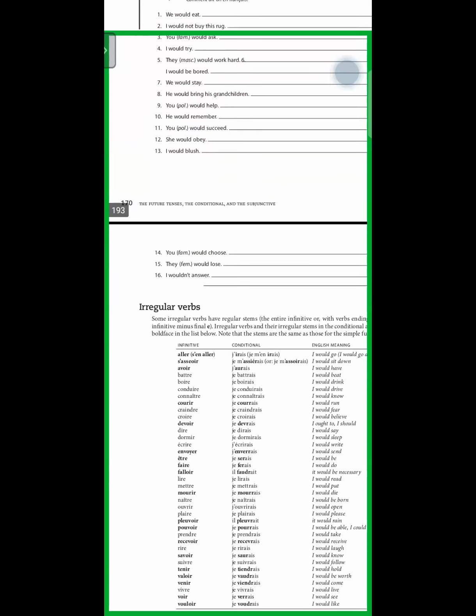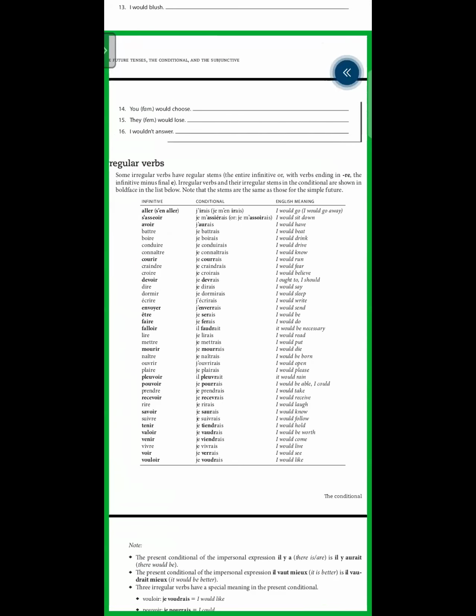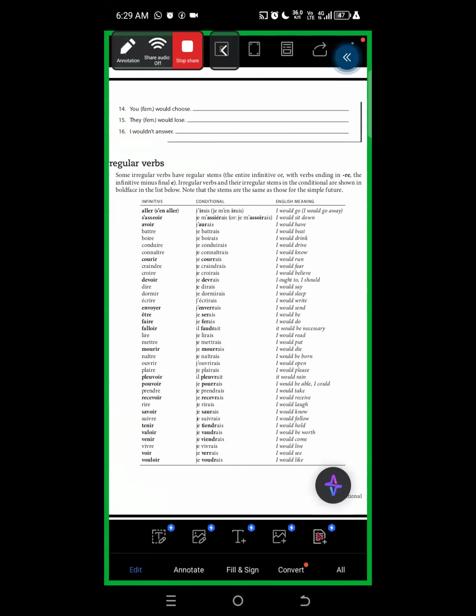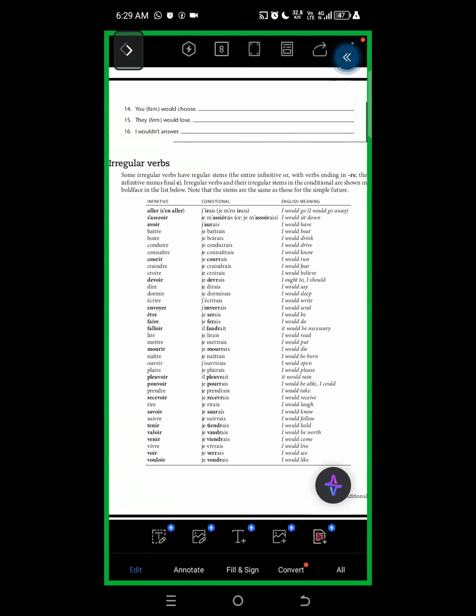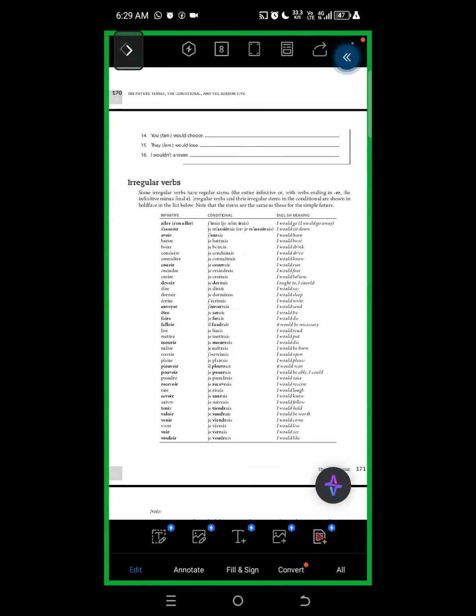Now look at the irregular verbs. Can you see them again? Those are the ones you saw in your future. That is what we're dealing with here: irregular verbs. You see aller, j'irais. So basically the same stem you have for the future. For avoir, j'aurais. You only change the ending.